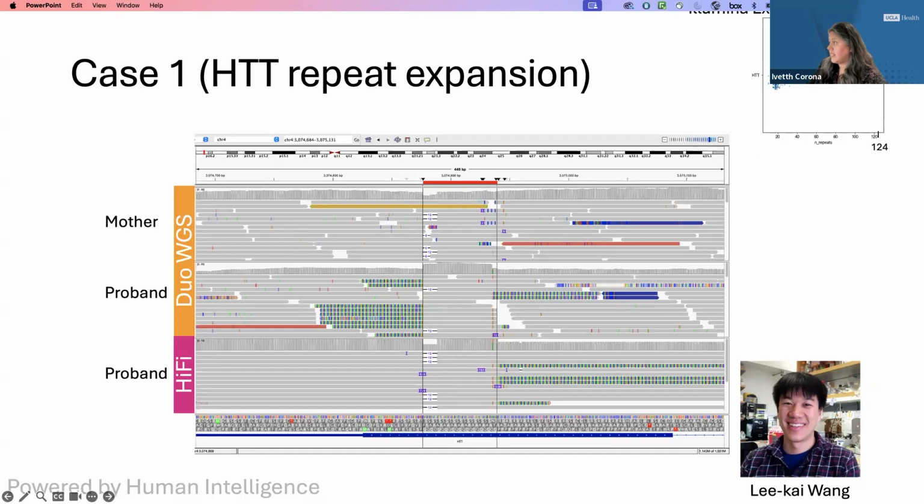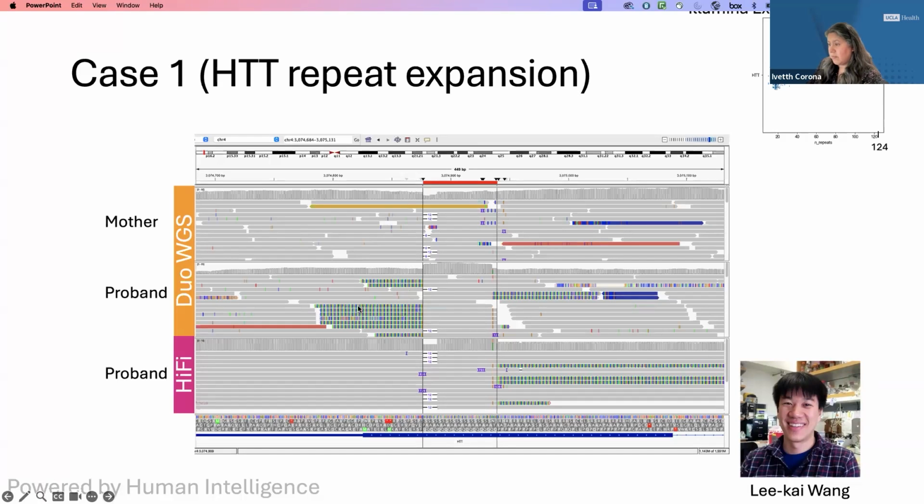And then this is the previous figure that I showed you, that was saying it was 126. So in this genome browser view, I wanted to show you what the whole genome sequencing data looks like compared to the HiFi. In the whole genome sequencing data, the mother looks normal. And in the proband, we can see that there's something different going on here.